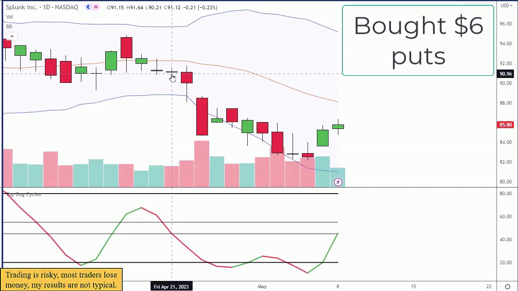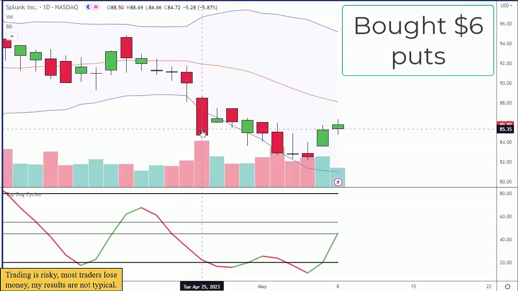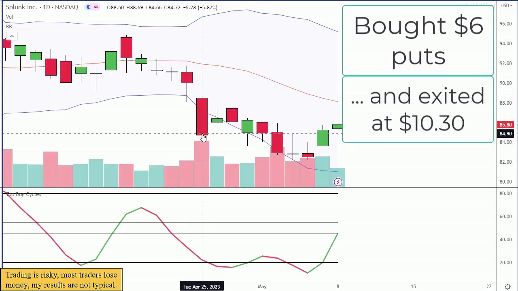So it cost me $6. Okay, well, again, I'm not going to get into all the details of options today because I just want you to get the concept, but each contract is worth 100 shares. So that'd be $600. And then when I got out, I was able to sell it for $10.30. So bought it for $6, sold for $10.30.